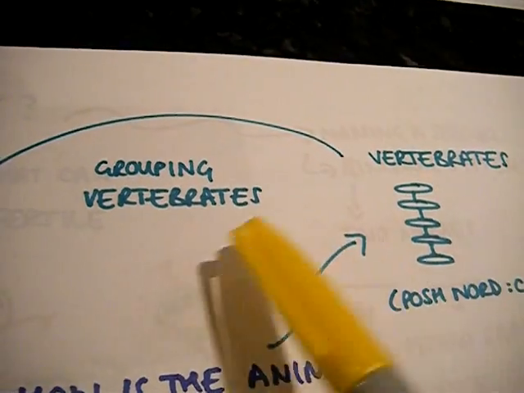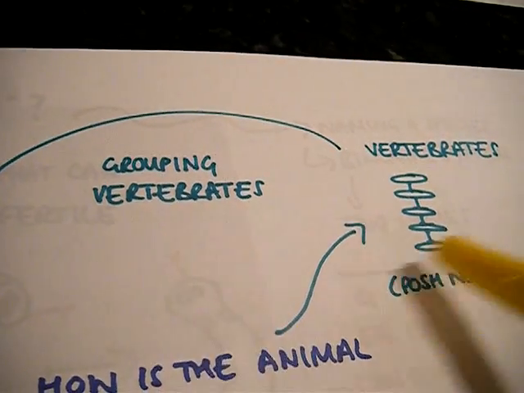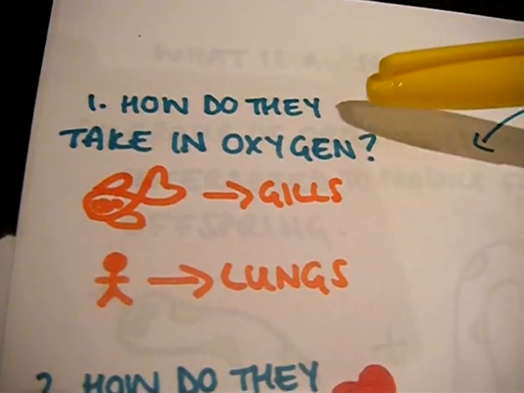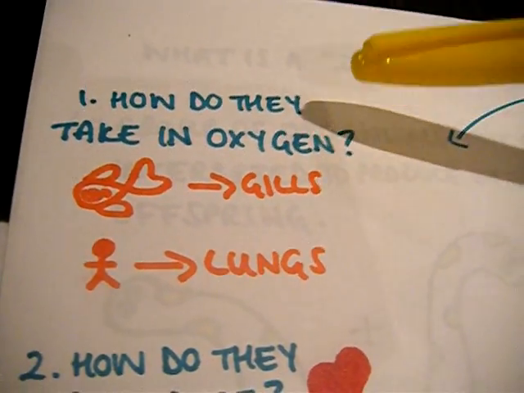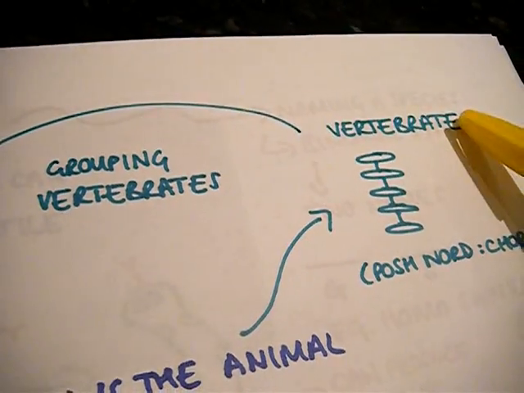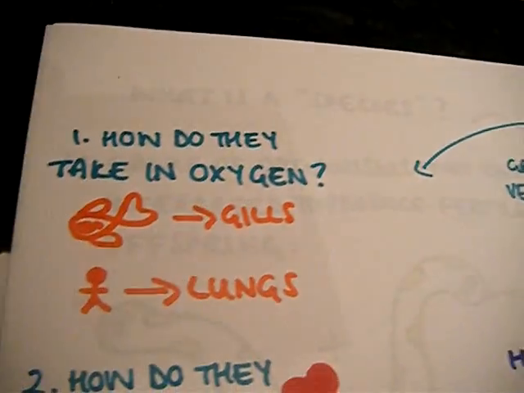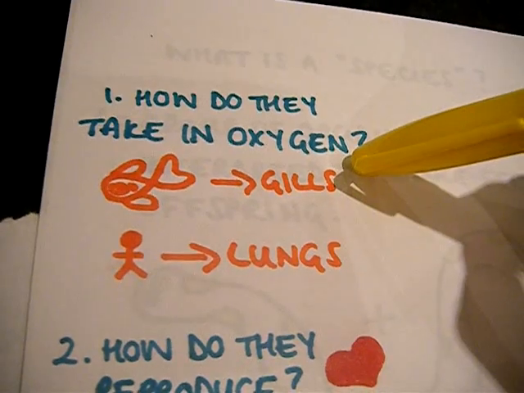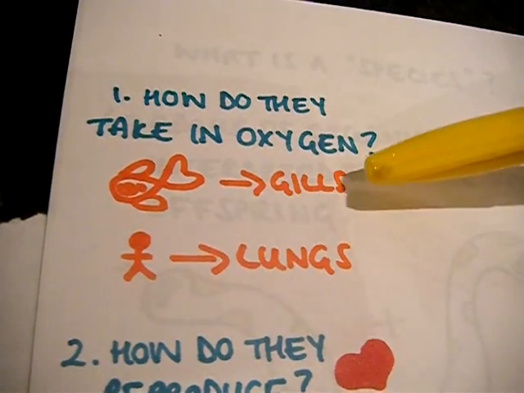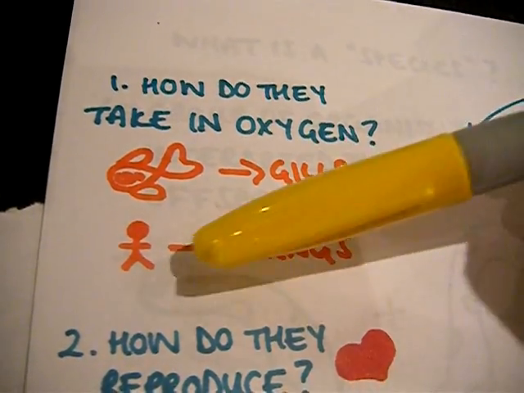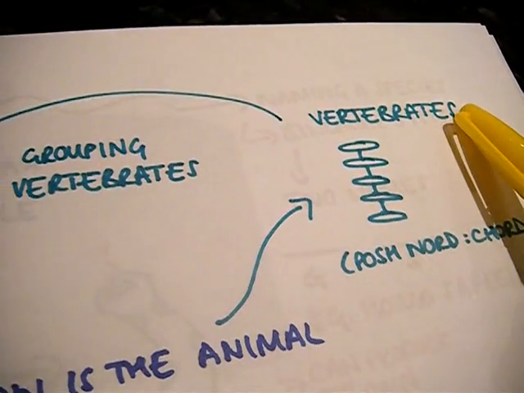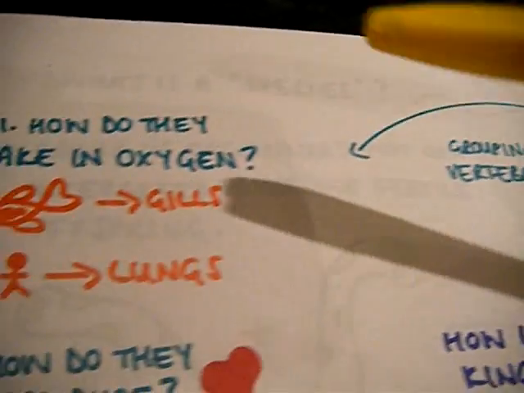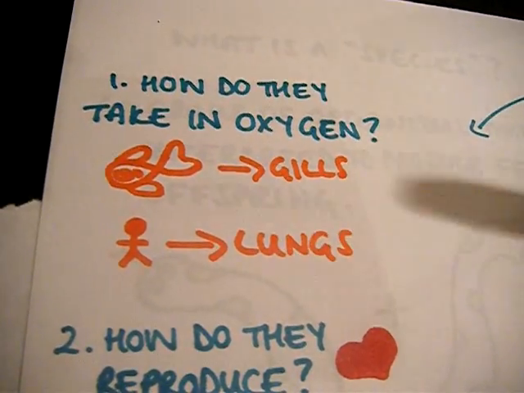These vertebrates then can be grouped, and there's different ways that we can group them. One way is to ask, how do they take in oxygen? So we can group vertebrates depending on how their bodies take in oxygen. So for example, fish have gills, humans have lungs, so these are separate. They're both vertebrates, but we've grouped them into gills versus lungs.